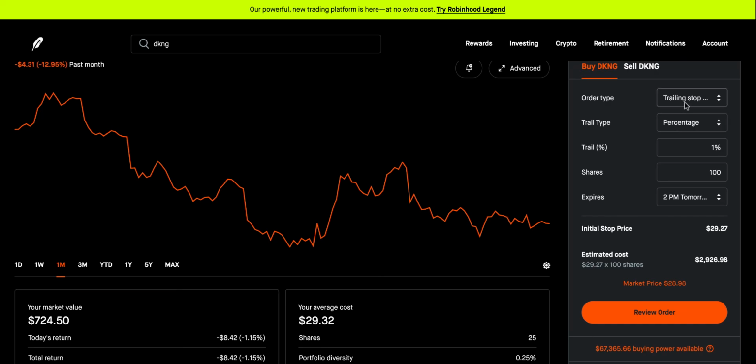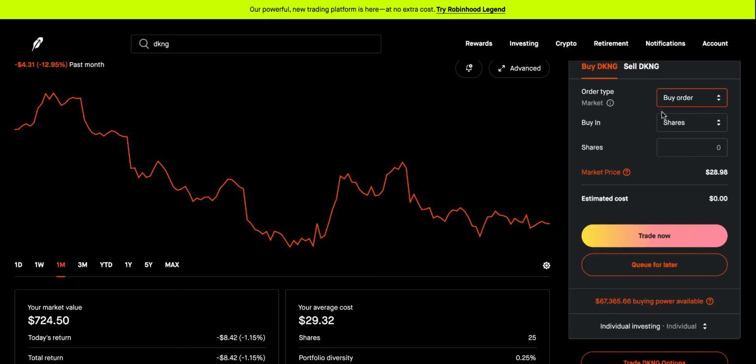Okay, so we're gonna start off with just a buy order. This one's pretty simple. You can either buy in shares or you can buy in dollars. Remember, I feel like a lot of people don't know this, but you can buy little pieces of whatever company it is. You don't have to buy one share of Tesla. If you wanted to buy half of a share, a quarter of a share, you could do that.